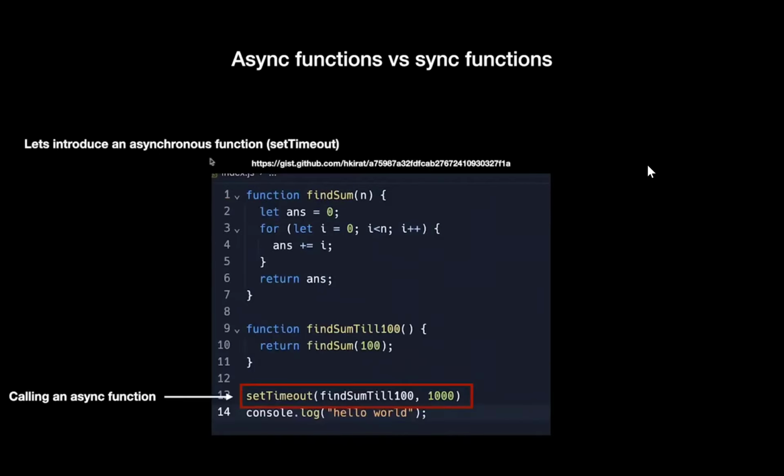Let's introduce an asynchronous function here called setTimeout. Now this is a global JavaScript function. JavaScript provides it to you because, not exactly JavaScript, this is actually a web API technically, but at a high level, you can assume that this is a global function that JavaScript gives you. And you can use this to run a specific function after some duration.